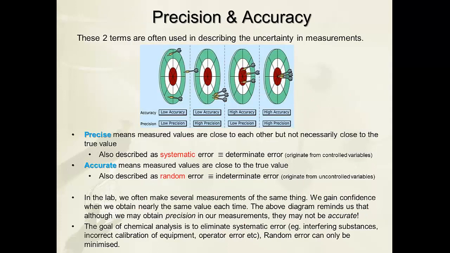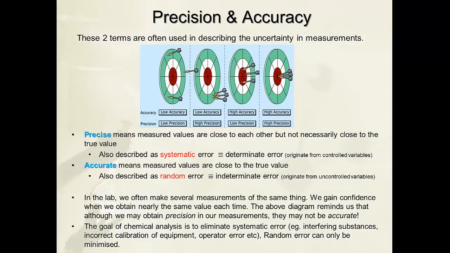Let's have a look now at the difference between precision and accuracy. So a lot of times you'll hear that people use these two terms interchangeably. Okay, they're not interchangeable. There's a difference between precision and accuracy. If something is precise, that means the measured values are close to each other, but not necessarily close to the true value. So if you've got an instrument in the lab that's very precise, you're going to be getting the same value over and over every time you make a measurement. But it may or may not be the true value because that device might be out of calibration.